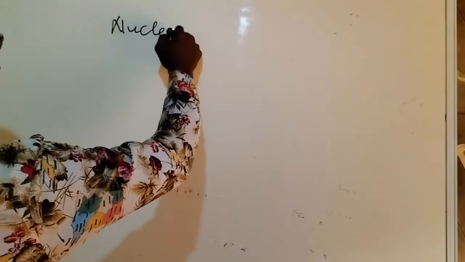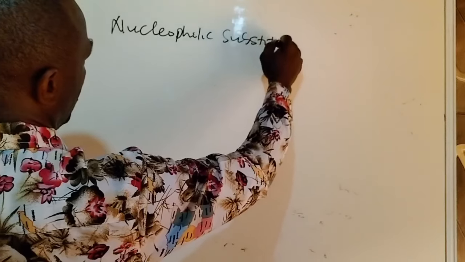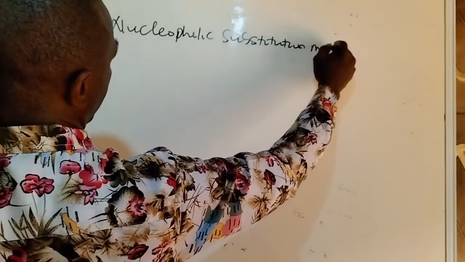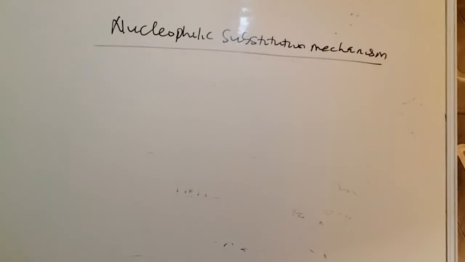We now go to nucleophilic substitution reaction mechanism. We are defining what is meant by a substitution reaction as a reaction that involves replacement of an atom or group of atoms by another atom or group in a saturated organic compound. And we are defining what is meant by a nucleophile, which is an electron-rich species that loves to attack an electron-deficient center.